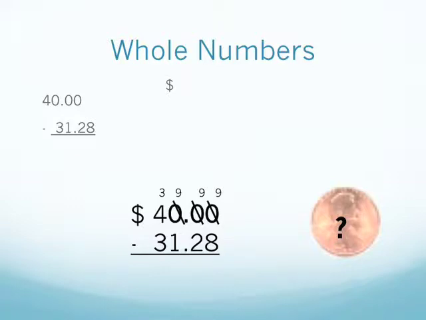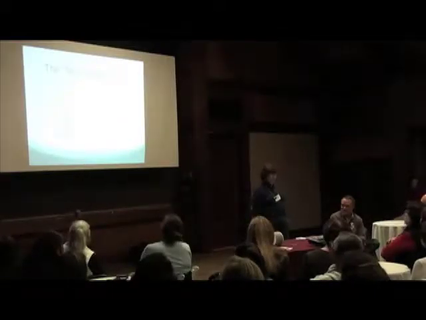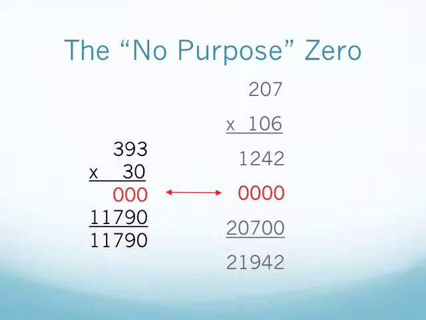But most 5th graders are going to change $40 to $39.99 because you cross out the zeros and you make them a 9. And then you subtract. My question is, what happened to the penny? Then we come to multiplication in the 5th grade and we have the no-purpose 0. We teach them how to multiply step by step. So if I am multiplying by 30, I have to do 0 times 3, 0 times 9, 0 times 3.